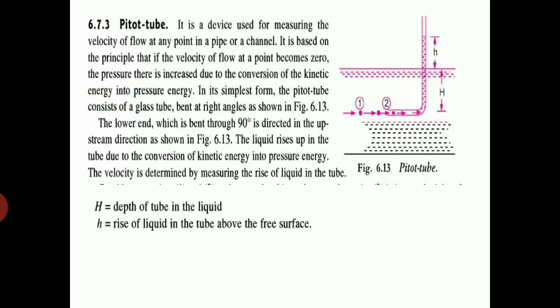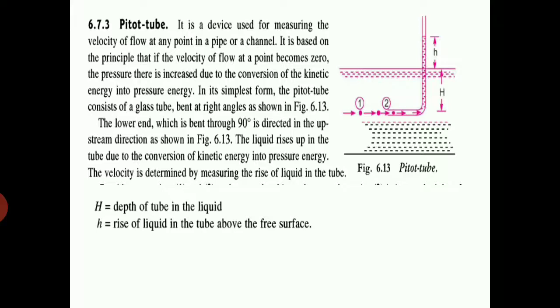In its simplest form, the Pitot tube consists of a glass tube bent at right angles as shown in figure. The lower end, which is bent at 90 degrees, is directed in the upstream as shown in figure. The liquid rises up in the tube due to the conversion of kinetic energy into pressure energy. The velocity is determined by measuring the rise of the liquid in the tube.